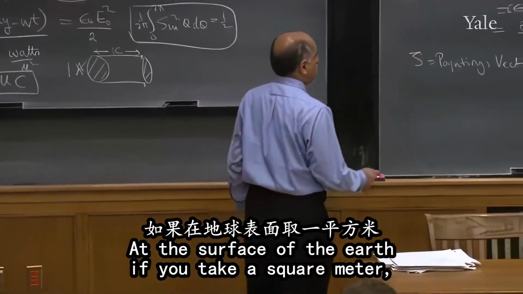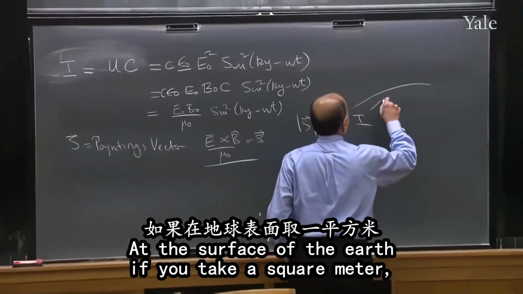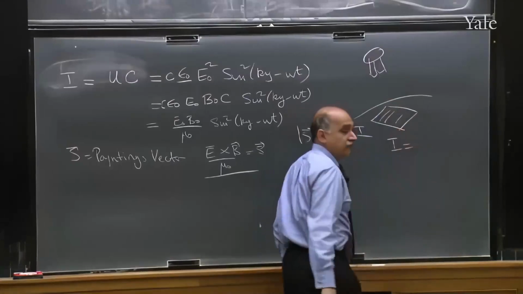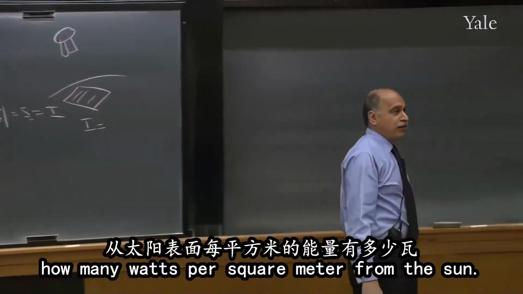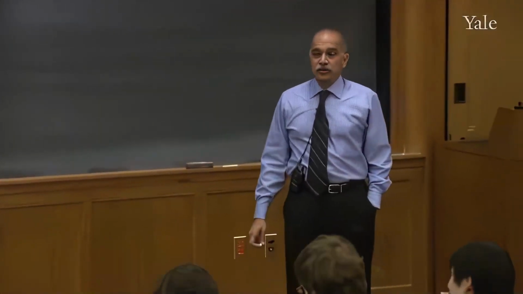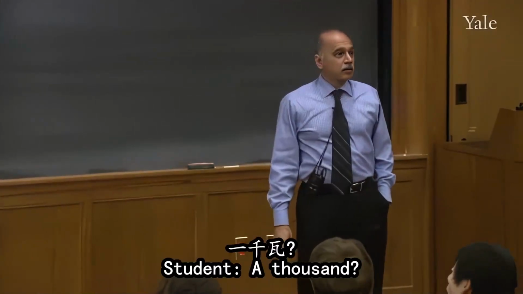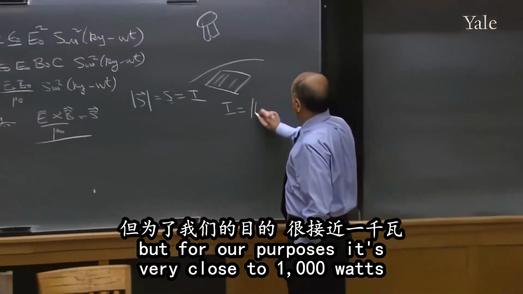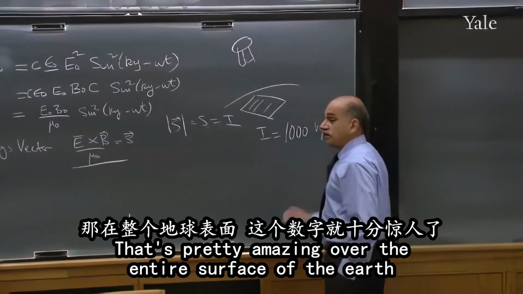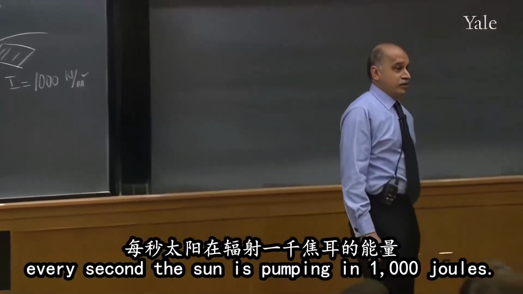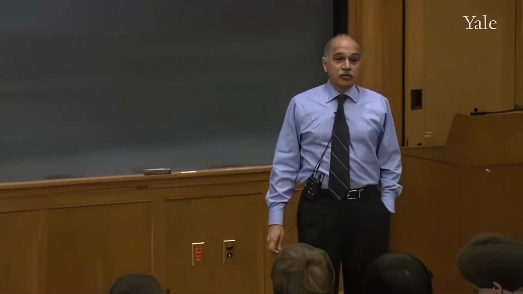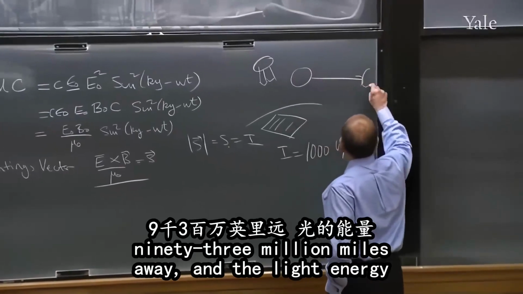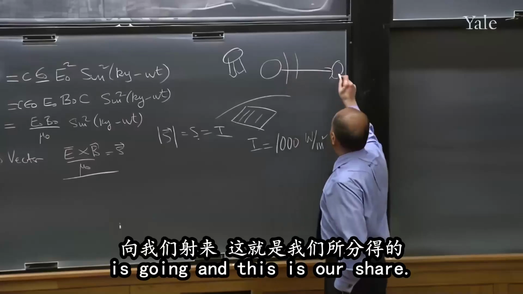So here's one example. At the surface of the Earth, if you take a square meter, and here's the sun emitting light, you can ask, what is the intensity of sunlight? Anybody have an idea? How many watts per square meter from the sun? 1,000? Yes, very close to 1,000. There are some other numbers, but for our purposes, it's very close to 1,000 watts per meter square. That's pretty amazing. Over the entire surface of the Earth, every second, the sun is pumping in 1,000 joules. And you have to remember the context of the sun. Here is the sun, and here we are 93 million miles away, and the light energy is going, and this is our share.